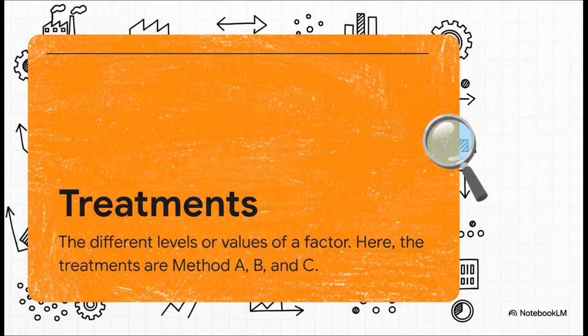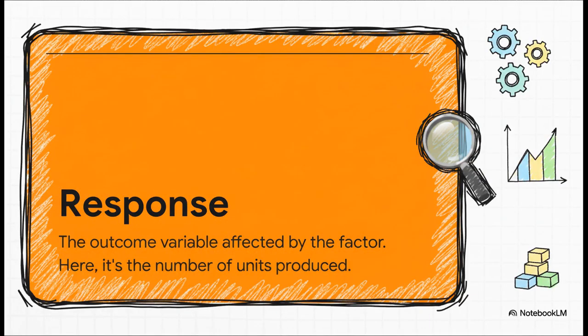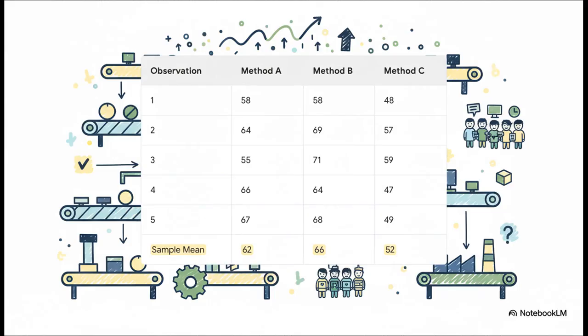See? Easy. And last but not least, we have the response. This is just what we're measuring to see what happened. It's the outcome. For Chemetech, the response is the number of units produced by each worker. That's what they're counting.